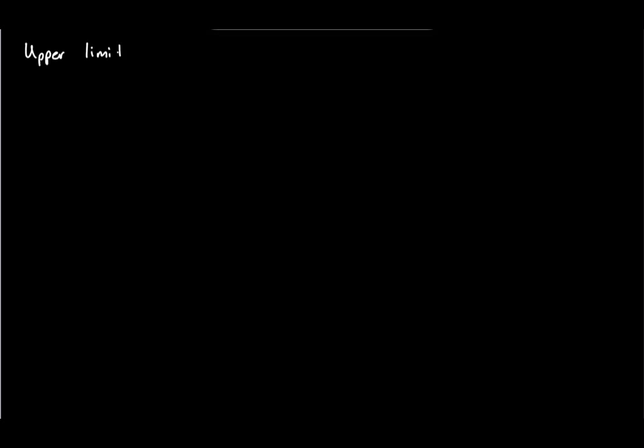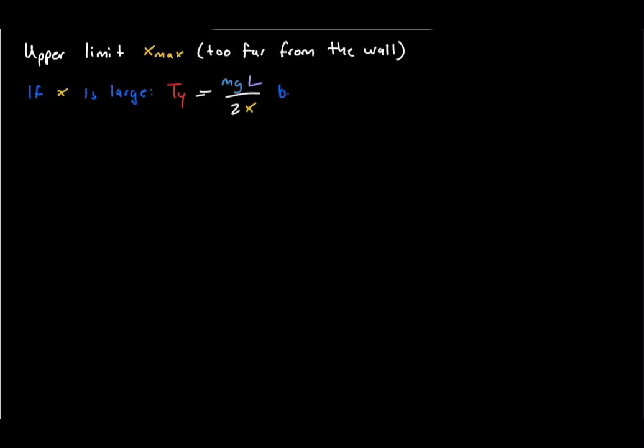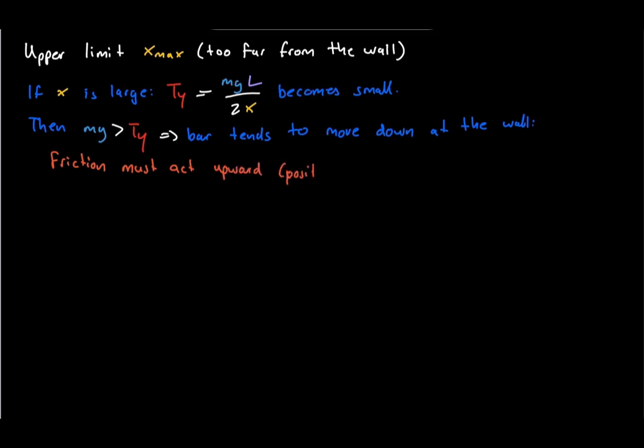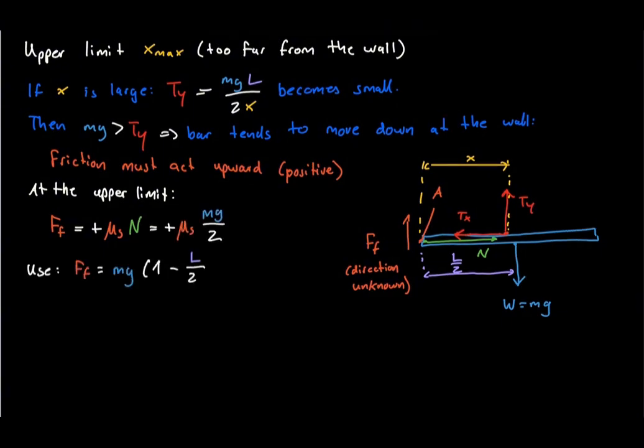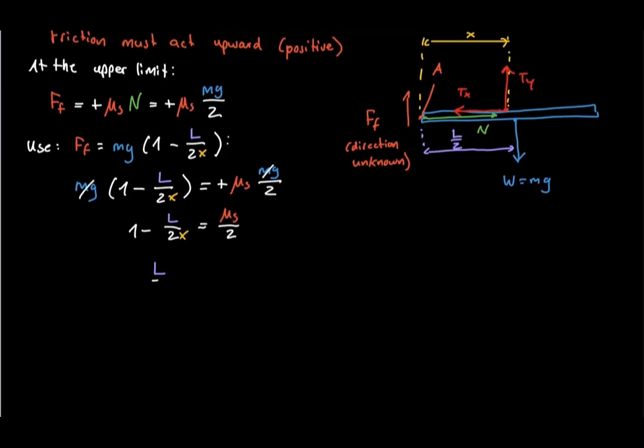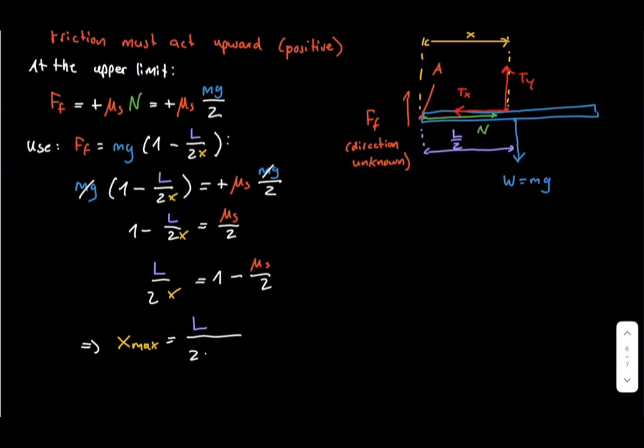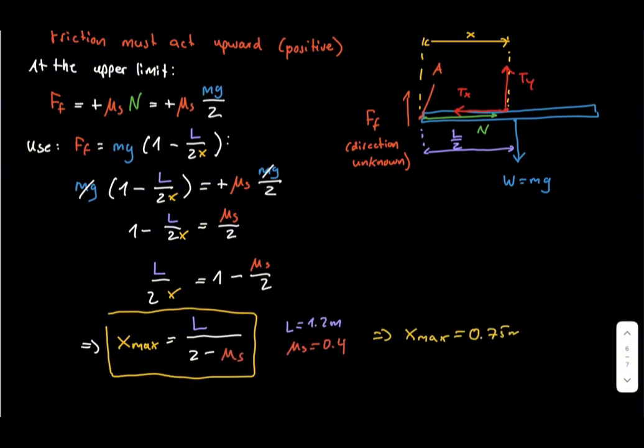Now move the cable attachment farther away from the wall. The required vertical tension becomes smaller. Eventually, the weight of the bar tends to make the bar slide downward, so friction reverses direction and acts upward. At the upper limiting position, the upward friction force reaches its maximum static value. Applying this second limiting condition gives the maximum attachment distance equal to the bar length divided by 2 minus the coefficient of static friction. Using our numerical values gives 0.75 meters.